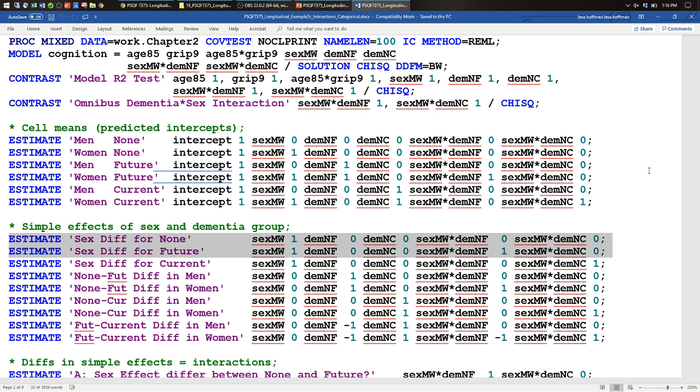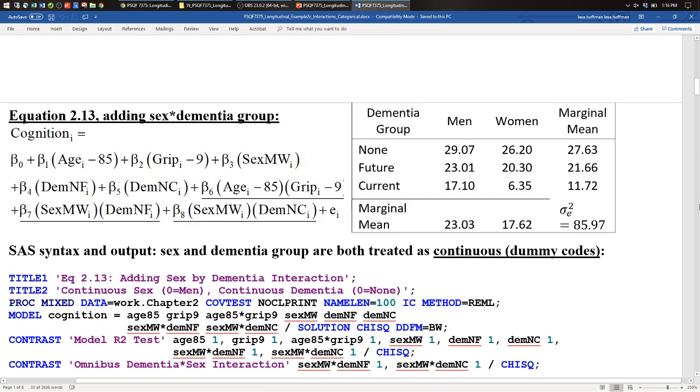So at a minimum, back up to my equation here, what do I need? If I'm estimating sex difference for ... what do I need out of here? Do I need intercept? If I want sex difference, do I need age? Do I need grip? Nope. Do I need sex difference? At a minimum, I need this, right? Because this is going to be the sex difference for the reference group for dementia. Do I need the main effect of dementia? Either of them? Nope. Do I need age by grip? Nope. Do I need this one? Yeah, I need sex by dementia group, both of them.